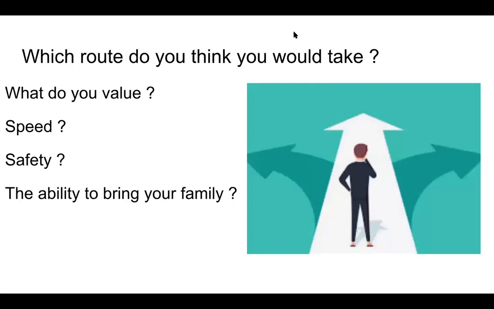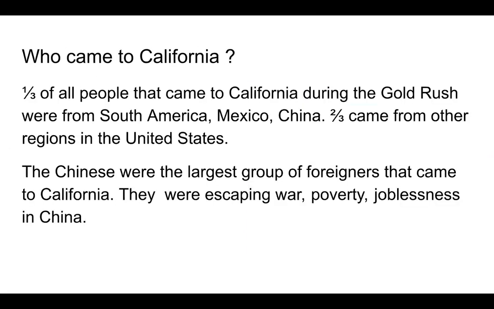So then this is a time for students to decide which route do you think you would take. So what is valuable to you? Do you want to get to California fast? Do you want to make sure you get there safely? Are you thinking you want to bring your family, or is your family going to stay behind and you're going to go and try to strike it rich? So you decide which strategy is the most important to you.